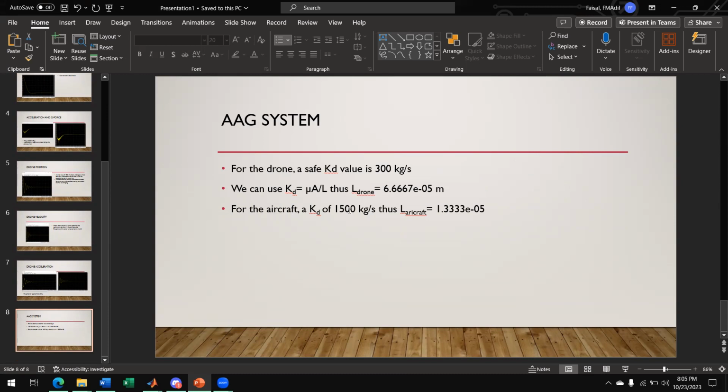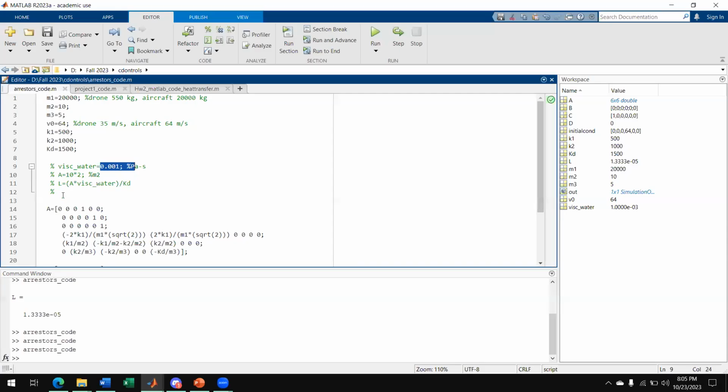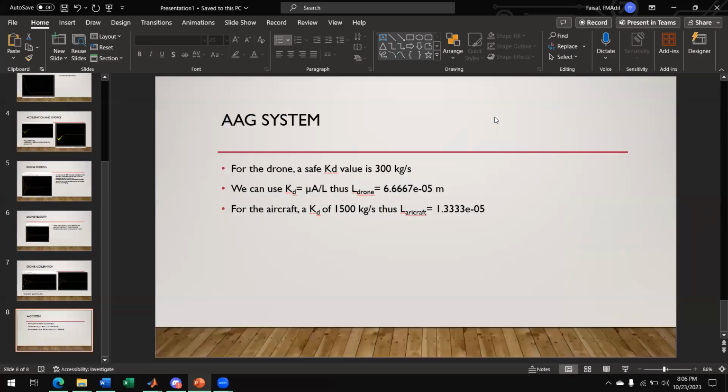And as we know, the aircraft is fine with a 1500 KD value. So we can insert the A's and the mu's and the KD, and use that to find L, which is basically what I did in this part of the MATLAB code. Overall, when we design these systems for terrestrial gears, we don't want to exert too much force, so we should consider how heavy the plane or the drone being landed is and how fast it lands, and we should determine our KD value appropriately and design our systems according to that.